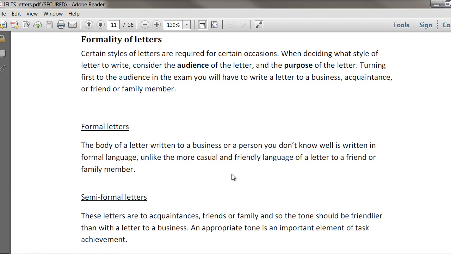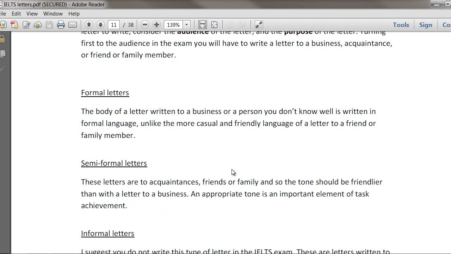That wouldn't be a correct way to phrase things in a letter to a business. You'd want to be more formal: "Dear Sir or Madam, the reason why I'm writing this letter is..." Then we've got semi-formal letters, and these are to acquaintances, people we know, maybe friends or family.